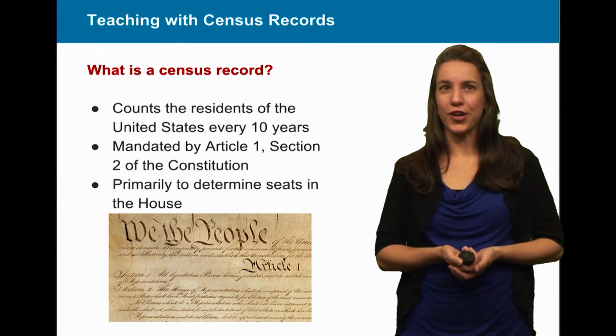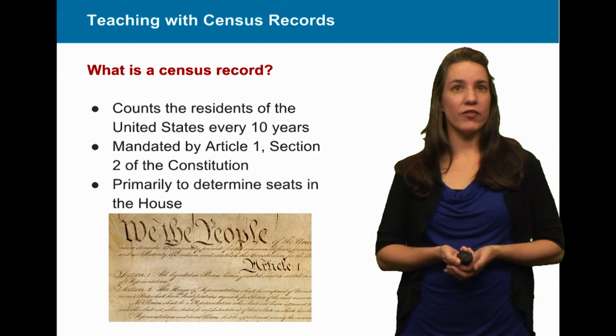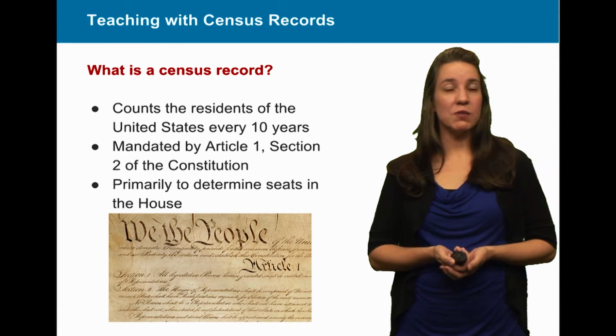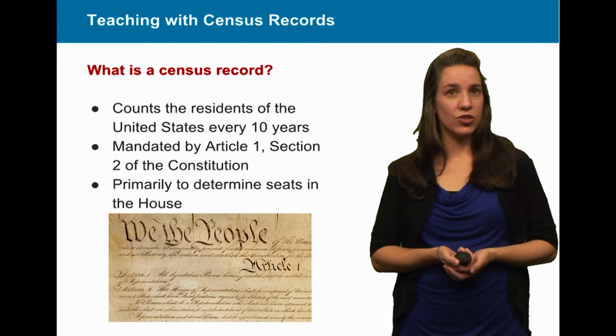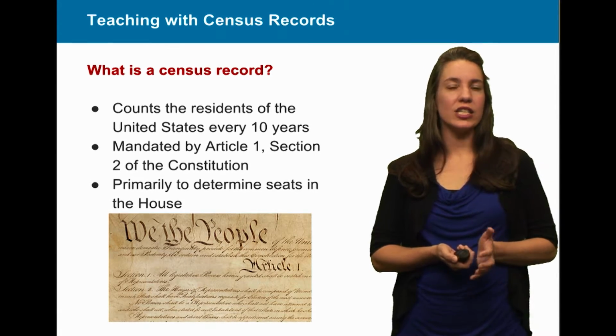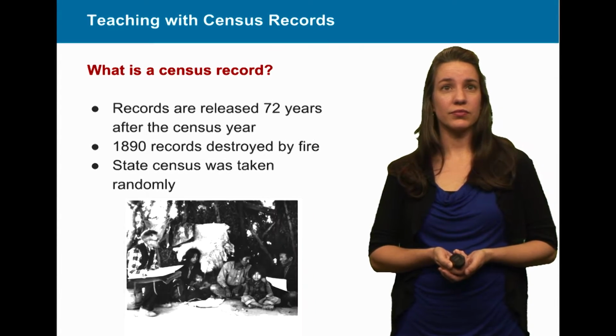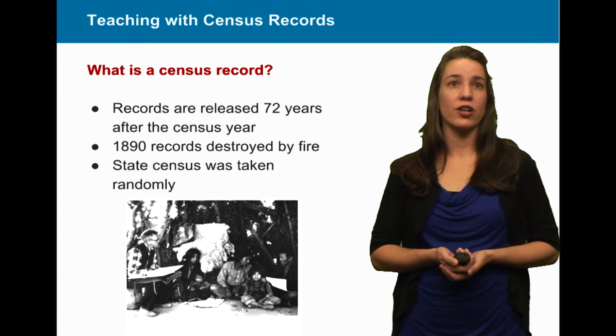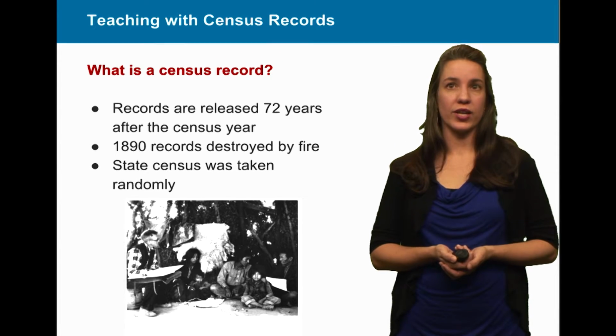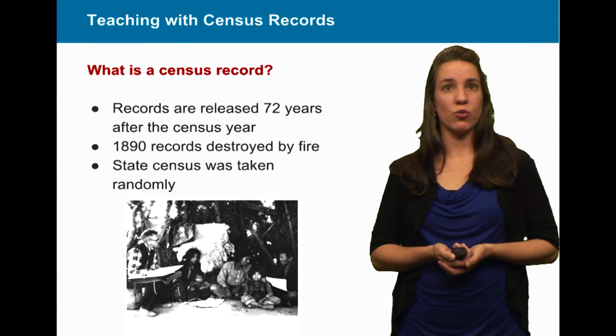What is a census record? Well, it counts the residents of the United States every 10 years. It's mandated by a section of the Constitution, and it's primarily to determine how many seats each state gets in the House. They're released 72 years after the census year. So the most recent census records that were released was the 1940 census, which was released in 2012.